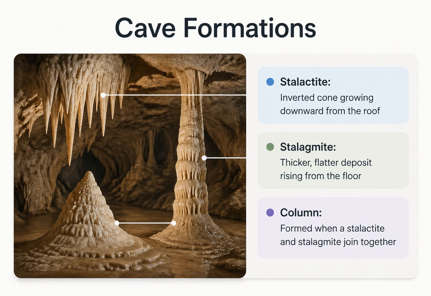As water containing dissolved limestone seeps through the cave roof, it evaporates, leaving behind a tiny deposit of calcium carbonate. Over time, this builds an icicle-like structure hanging from the ceiling called a stalactite. When the drops hit the floor and evaporate, they build a thicker, flatter mound rising upward, called a stalagmite. Eventually, a stalactite and stalagmite might meet, forming a solid, continuous pillar known as a column.